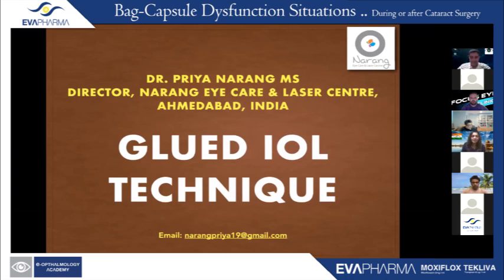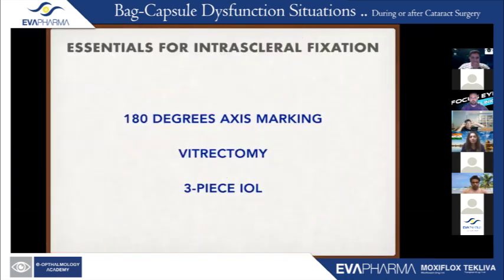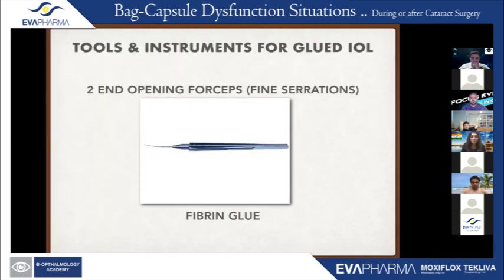So basically, I'll be highlighting this technique, and going through the essentials for doing this procedure. The basic essentials for an intrascleral fixation are a 180-degree axis marking, a good amount of vitrectomy, and a 3-piece intraocular lens. These points are valid for both the glued as well as the Yamani method. Going in for glued, the tools and instruments we need are end-opening forceps with fine serrations, and fibrin glue to seal the flaps in these cases.